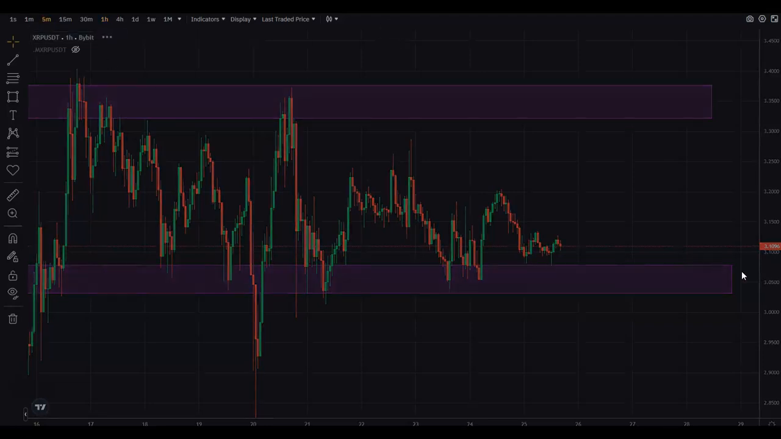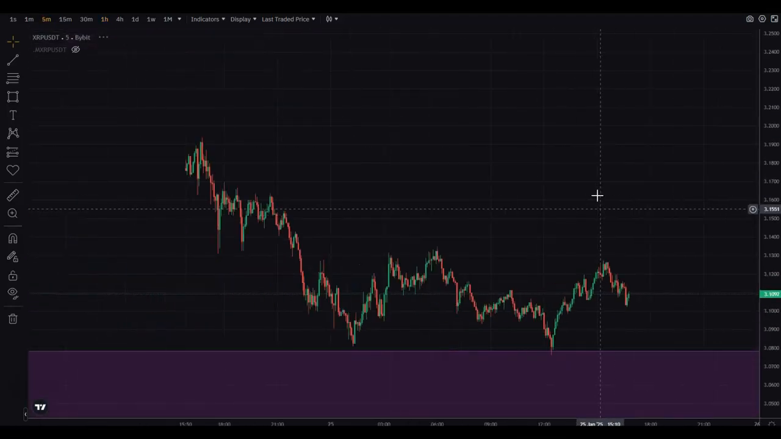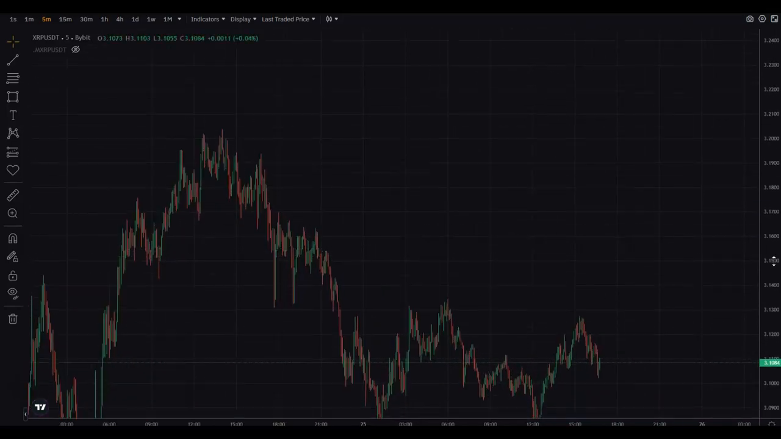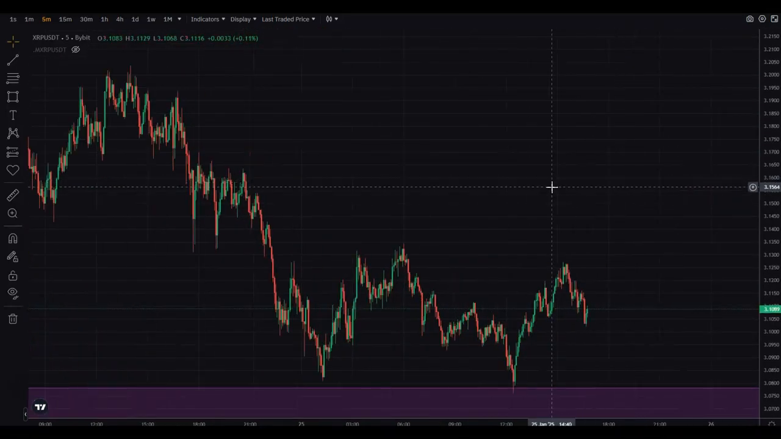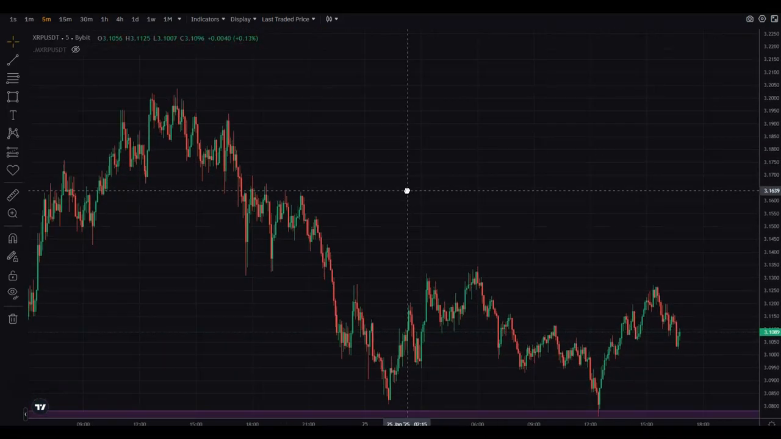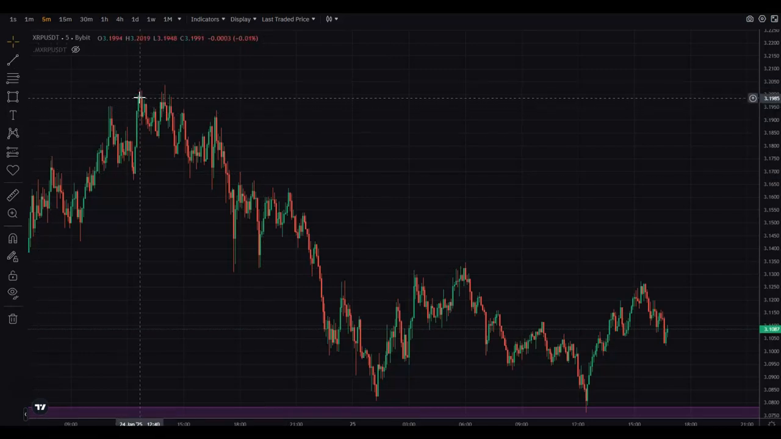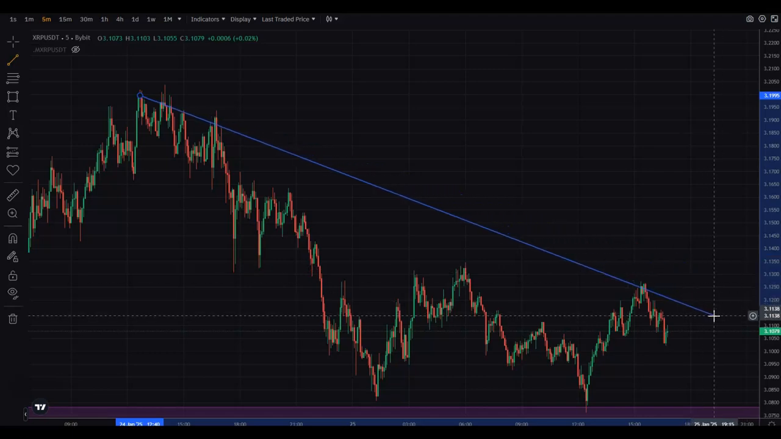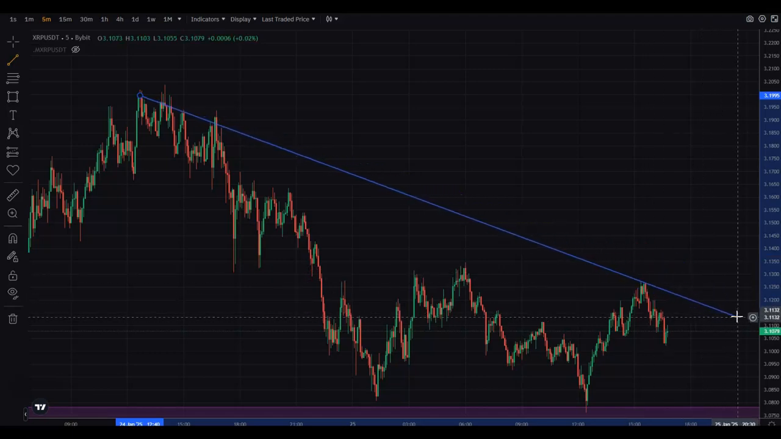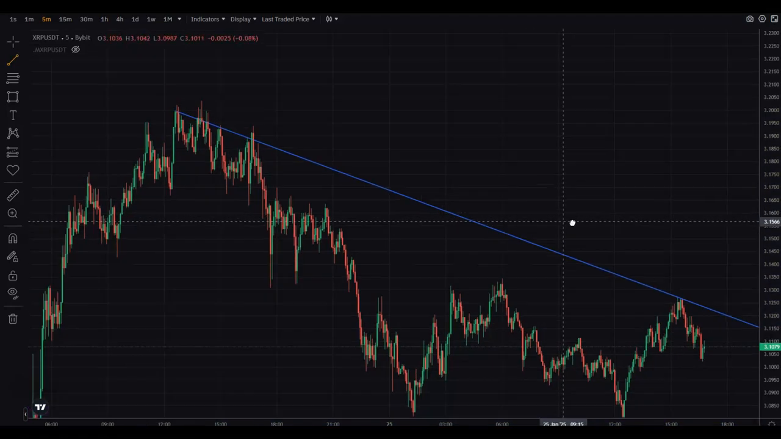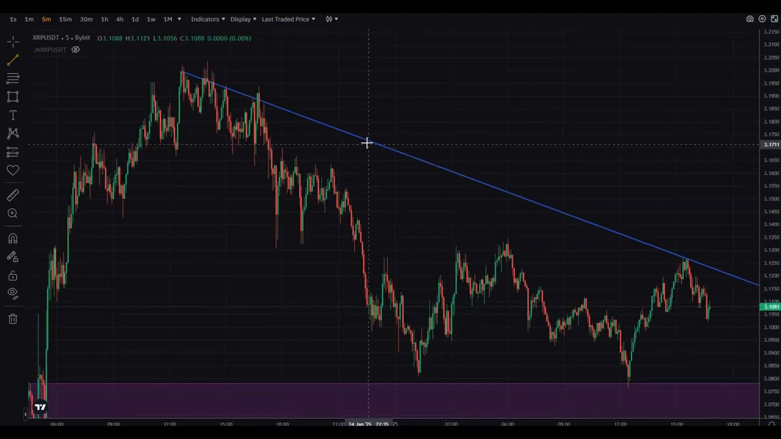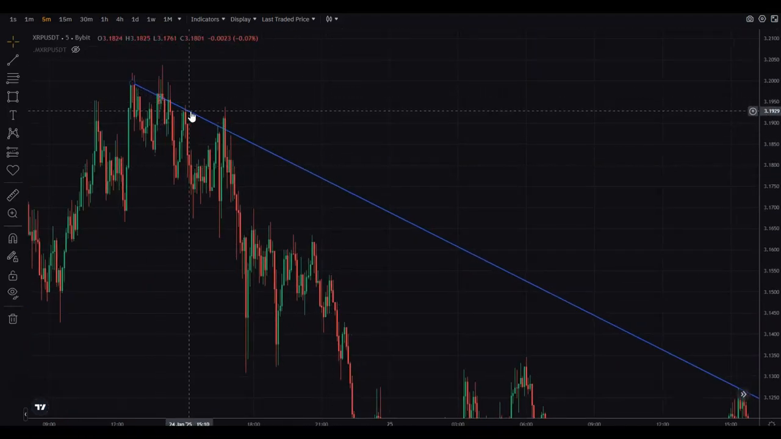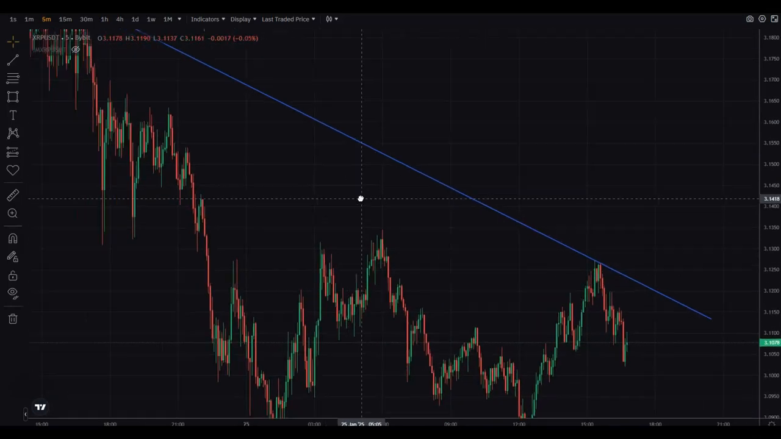Now let's go to the lower time frame and see what we have here. First of all, we're looking for the trend, right? So we have to identify the trend of the market, and it is also quite clear that it is a downtrend. So we can draw a trend line to make it simpler for you. So we're in a downtrend. 1, 2, 3, 4 touch points.